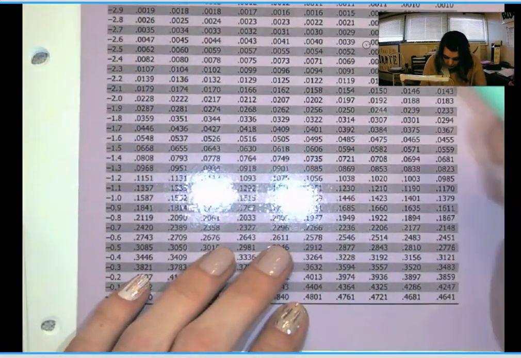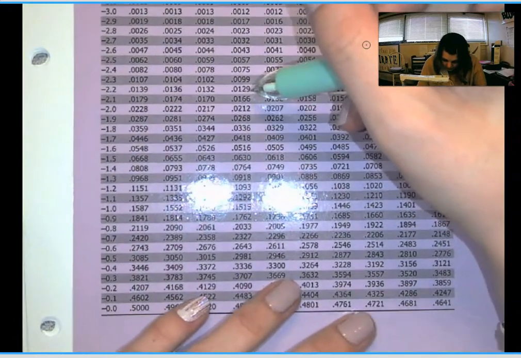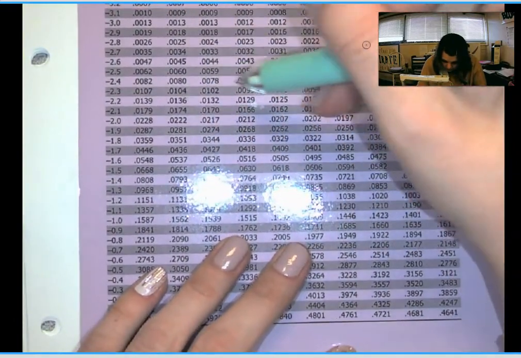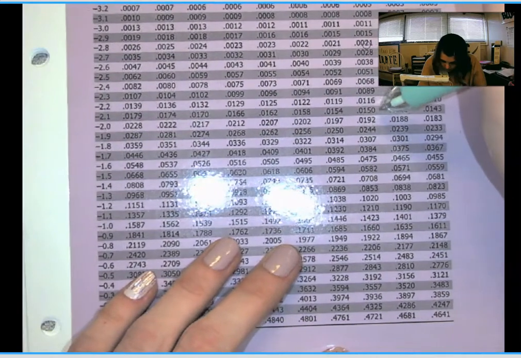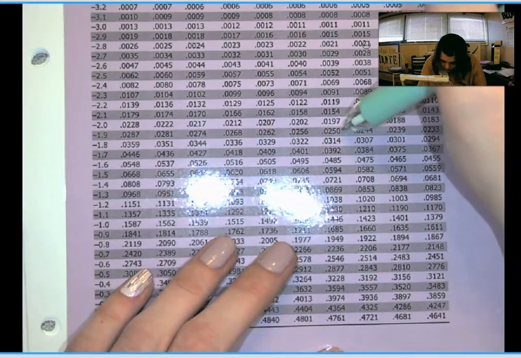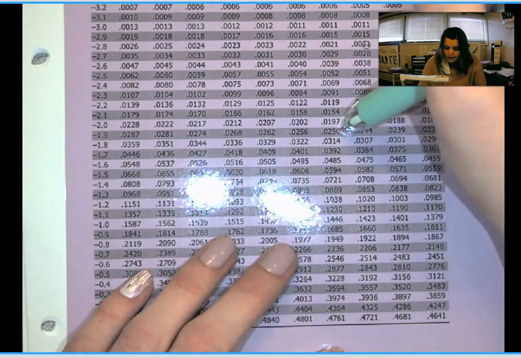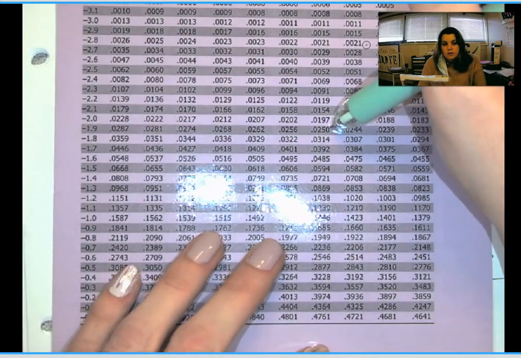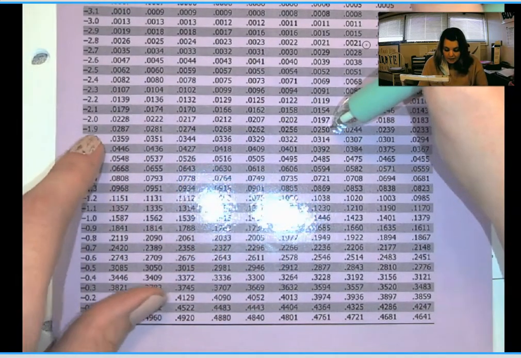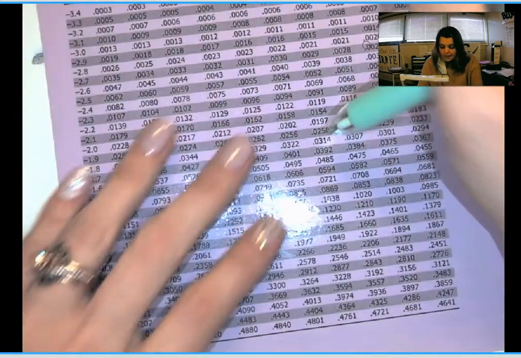Okay, so I am looking for 0.0250. And there's 1 exactly. So it is at negative 1.96.